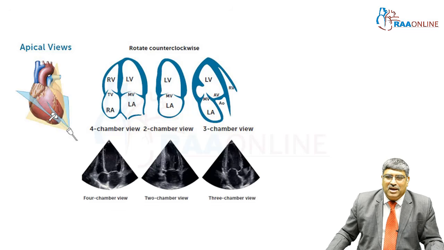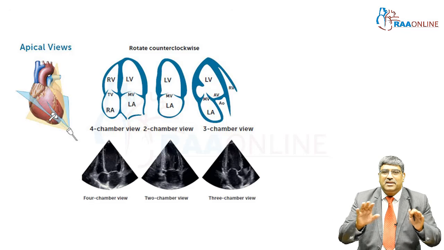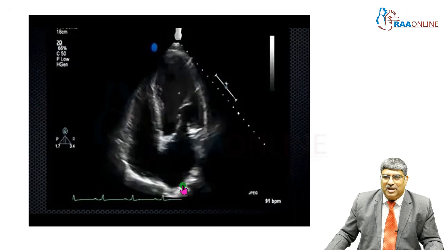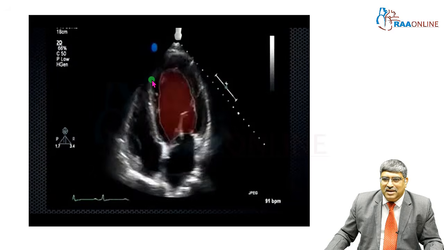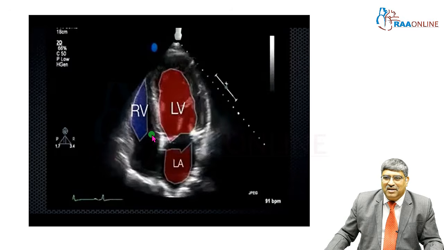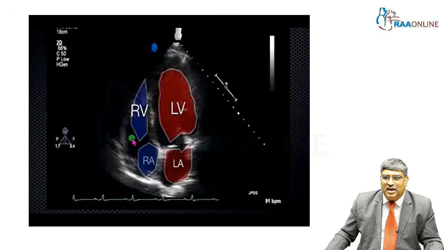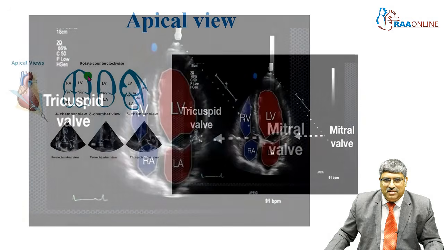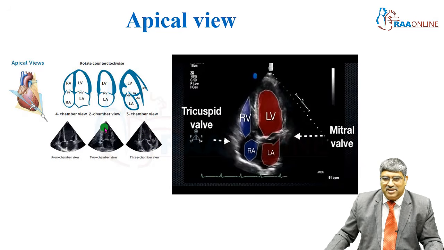Now coming to the apical view, you place the probe in the apical part and you cut the heart at 3 different angles. You move the probe counterclockwise to get 3 different views. In the first view, you get a nice 4 chamber view. Here you can see the left ventricle, left atrium, right ventricle and the right atrium along with both the valves, mitral and the tricuspid valve. Your pictorial representation is here.